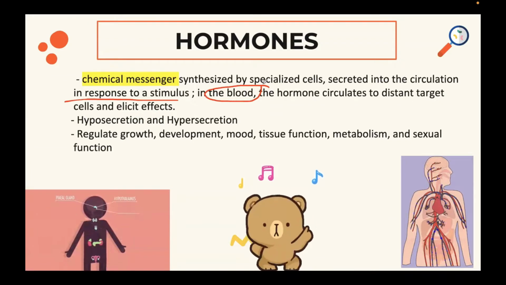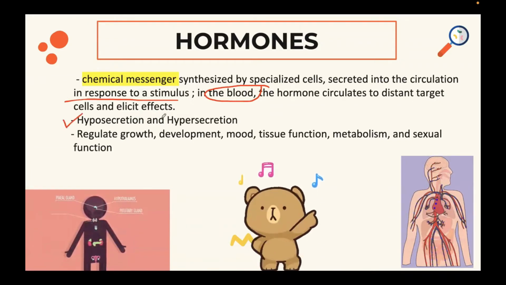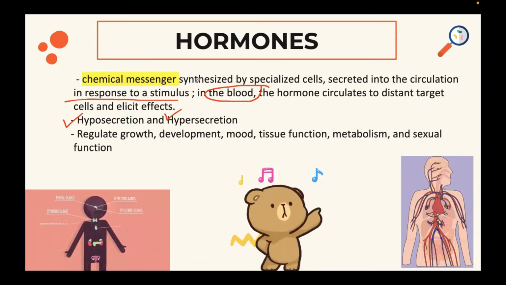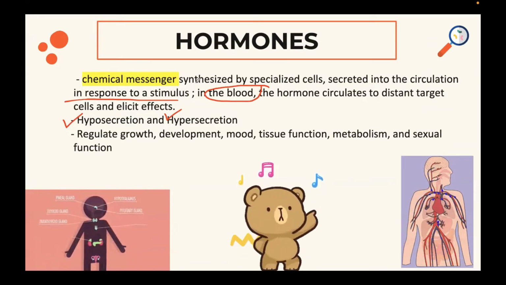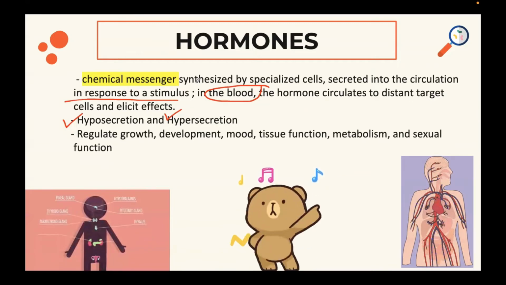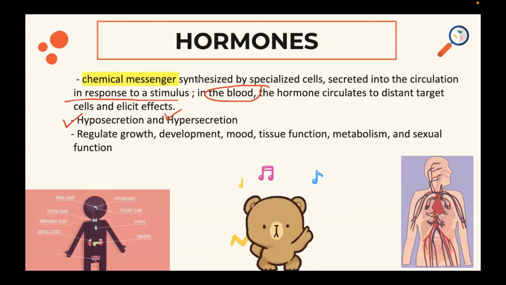Imagine that. So next, your hormones have hyposecretion and hypersecretion. Again, please just take note for now that your hormones have hyposecretion and hypersecretion. What happens during hyposecretion and hypersecretion, we will discuss later on. Next, your hormones regulate growth, development, mood, tissue function, metabolism, and sexual function.